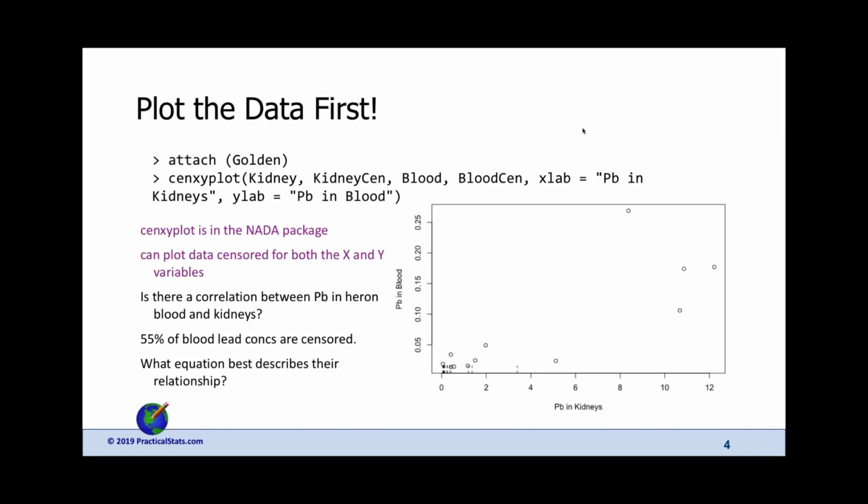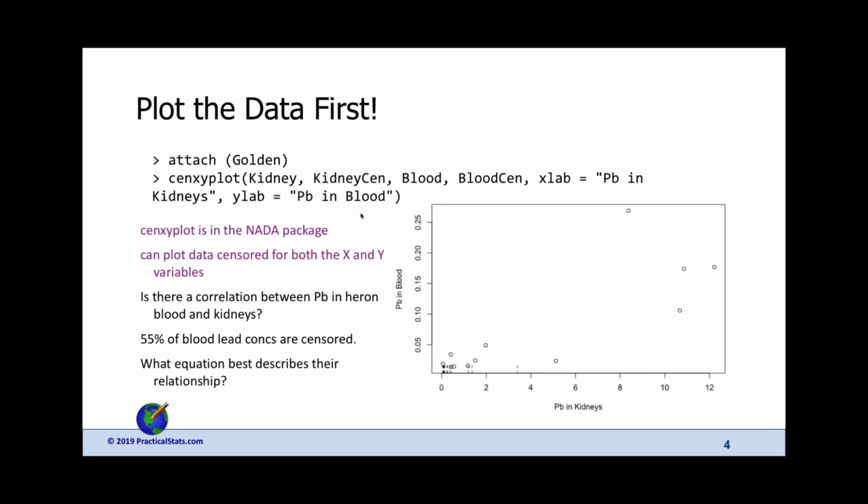You can do that with a command that's in the NADA package called senxyplot, and the format is up here. The format is the X variable, and then the censoring indicator for the X variable, and then the blood data and the blood censoring indicator. And then if you want to put in better labels on the plot than the default, which I think will just be the variable names kidney and blood, you could say that this is in micrograms per liter or whatever units, and you can put those labels in with quotes.